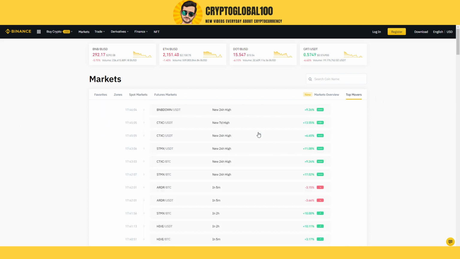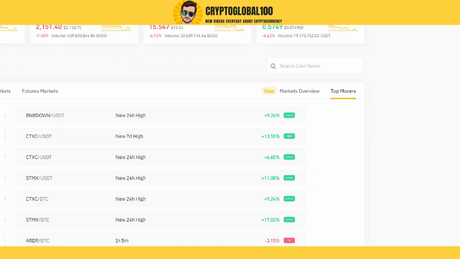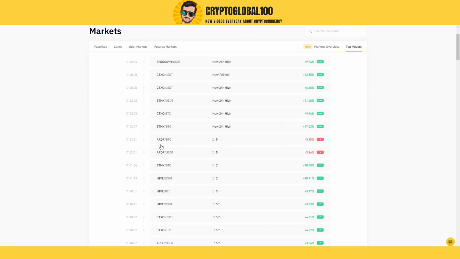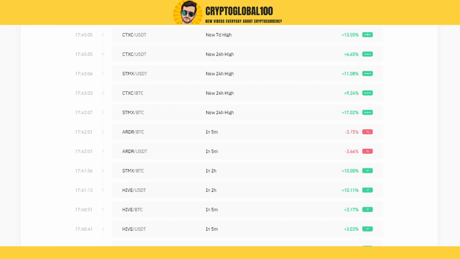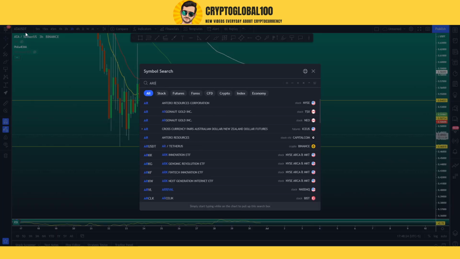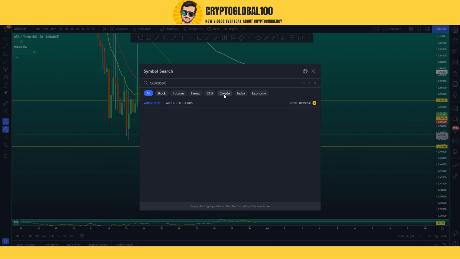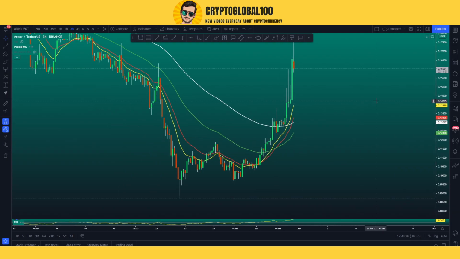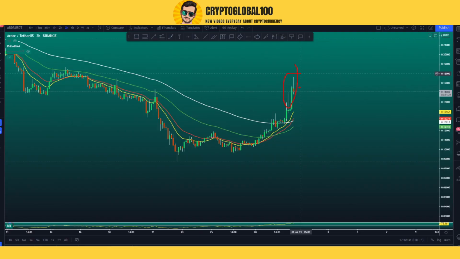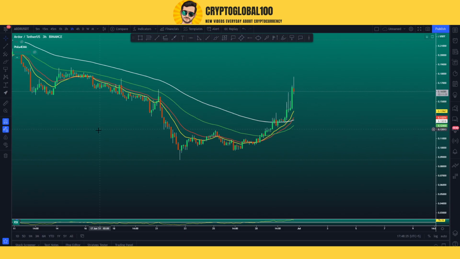On the right side, you can also take a look at the top movers. For example, this one, ARDR, came down in 5 minutes. Let's take a look at the USDT, and then we will wrap up. Yeah, it is already on the top side, so not a good buy.